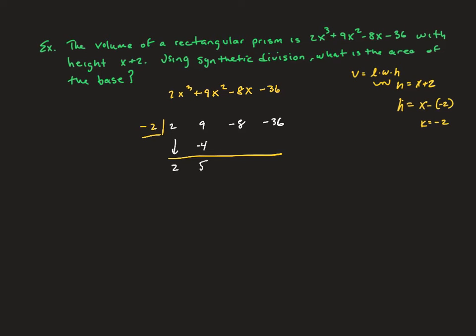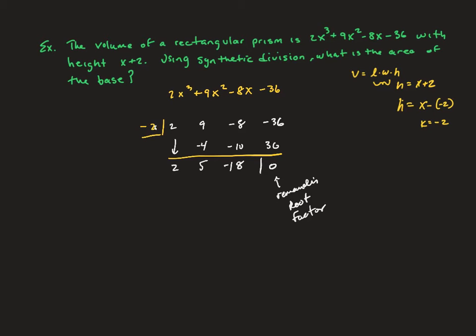Add those down, I get 5. 5 times negative 2 is going to be negative 10. Add those 2 down, I get negative 18. And negative 18 times negative 2 is going to be 36. Add those down, and I get 0. So 0 means that that is my remainder, and that it is a root. I do know that, so it's a factor, root or factor.